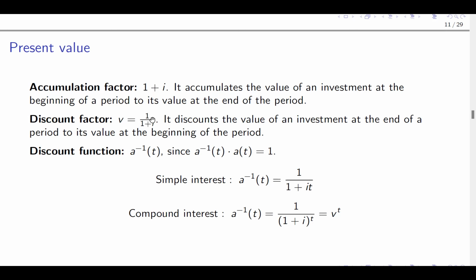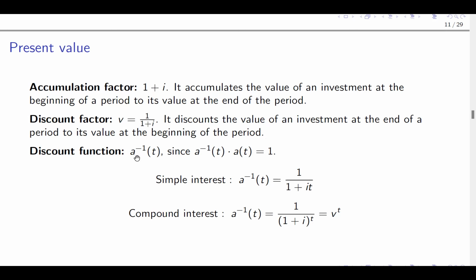We also have the discount factor, which we use v to represent. And this is equal to 1 over 1 plus i. It's the inverse of the accumulation factor. Now, the discount factor discounts the value of your investment at the end of a period to its value at the beginning of the period. So you may know the value of an investment at the end of a period. Okay, if that is the case, what is its value today?